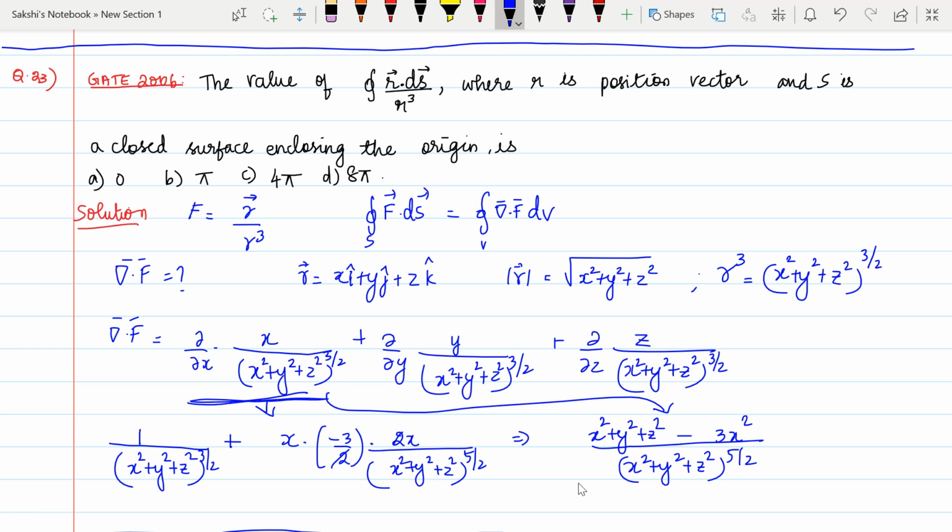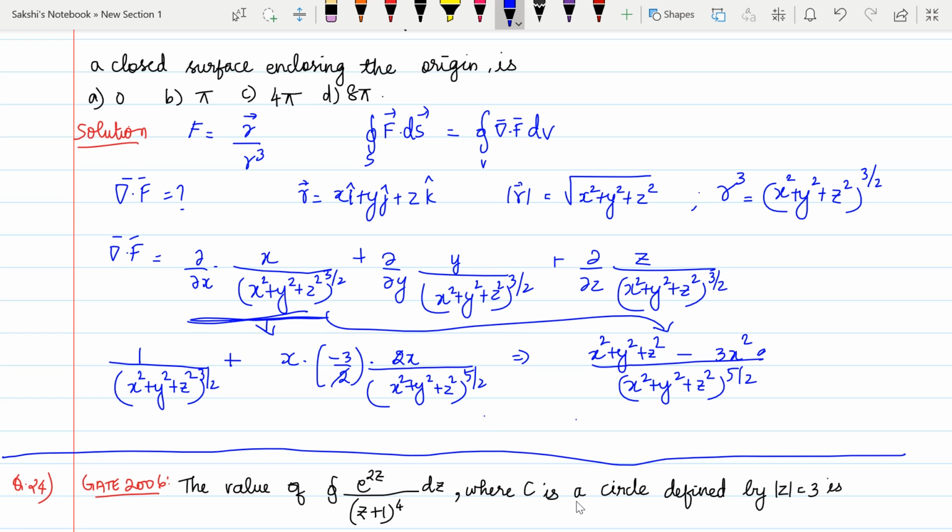Similarly, when you try this for dou by dou y, instead of this 3x square you're going to get 3y square, and for z you're going to get 3z square. So when you add all these terms, finally you're going to get del dot f to be 0. Therefore, the integral of f vector dot ds vector will be 0, and hence the option should be A.